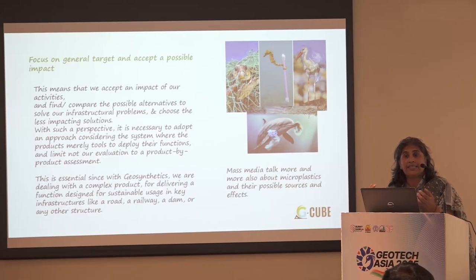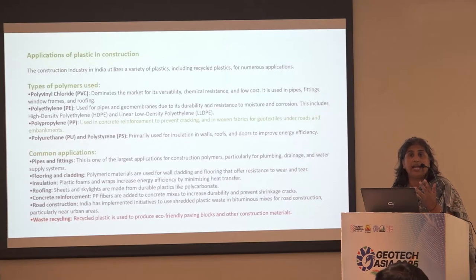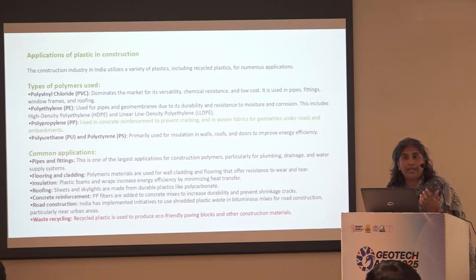But the fact remains that when such strong images are roaming around in the media, and it comes down to geosynthetics, there is always a negative connotation with it that talks about plastics in construction. When we are again talking about plastics in construction, there's a range of types of polymers that get used, and a range of applications: pipes, pipe fittings, floorings, claddings, insulation, roofing. So there is a range of material already available, and we are talking about recycling in a big way.